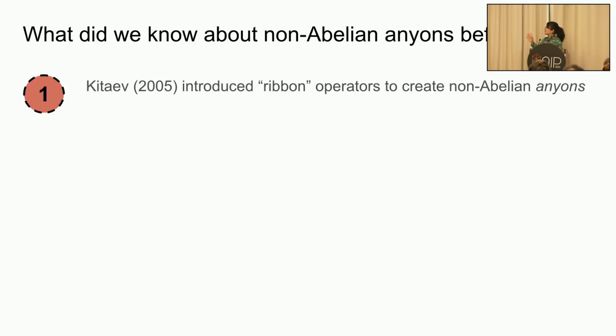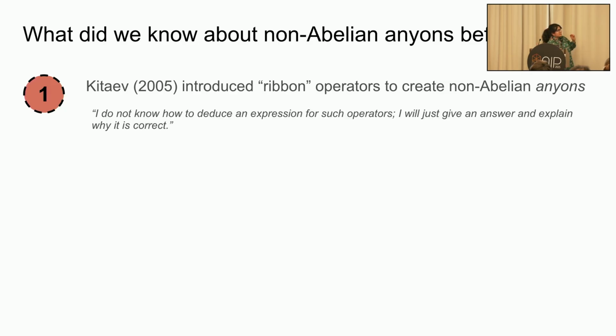Okay, so just to summarize the state of knowledge about non-abelian anyons, in 2005, when Kitaev introduced the quantum double models, he also introduced these so-called ribbon operators, which are the generalizations of string operators for non-abelian anyons. And indeed, in this paper, there's this funny quote, which he says, "I do not know how to deduce an expression for such operators. I will just give an answer and explain why it is correct." So I think this really highlights how these non-abelian anyons are like no one really understands them.